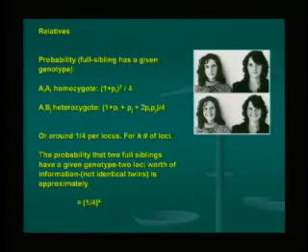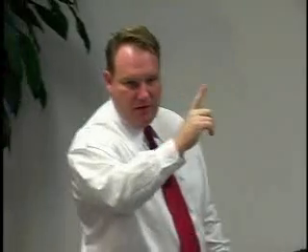And K is the number of loci. So the probability that 2 full siblings have a given genotype, that's 2 alleles, is 1/4 to the K, K being the number of loci. Because the probability that they have one allele is what? From one parent.